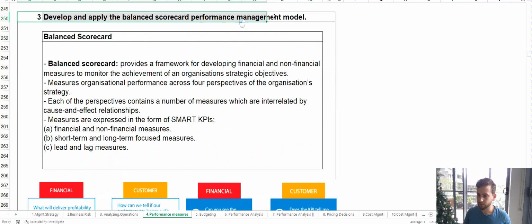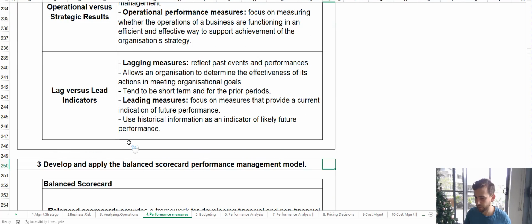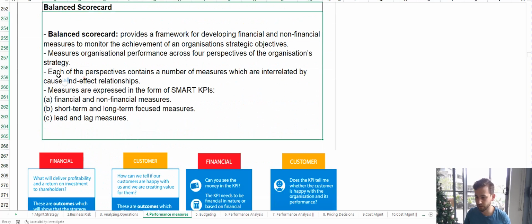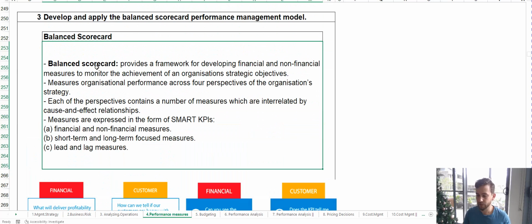Okay, so now we're up to the third subtopic, which is the balanced scorecard. And again, KPIs and the balanced scorecard are things that come up in exams quite a lot. So again, it's similar to the SMART KPIs. It's also important to understand the balanced scorecard. So what does it do?